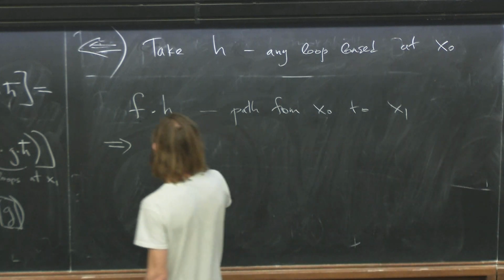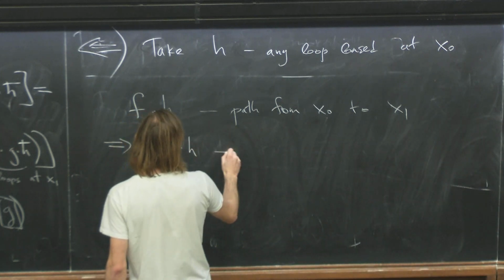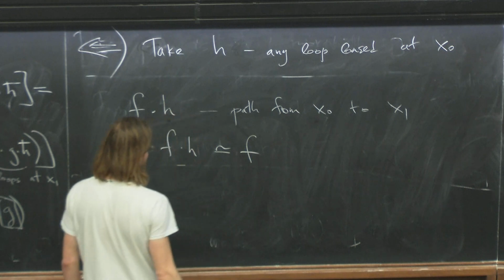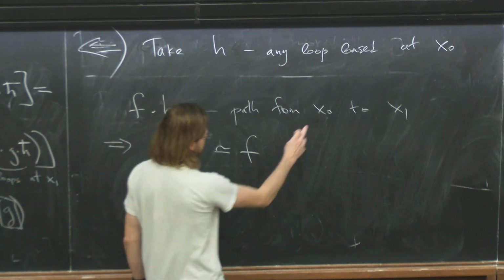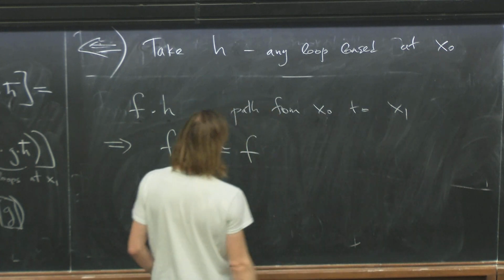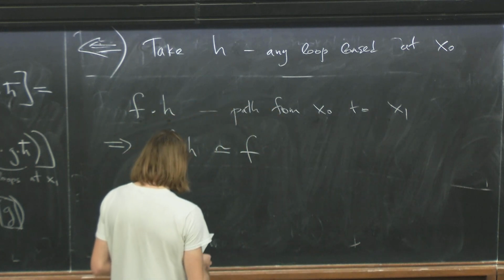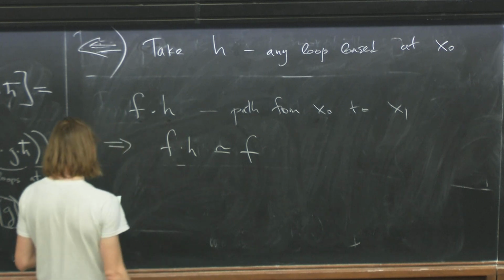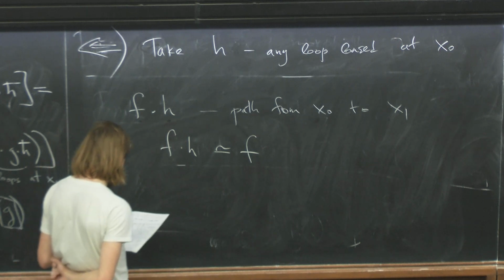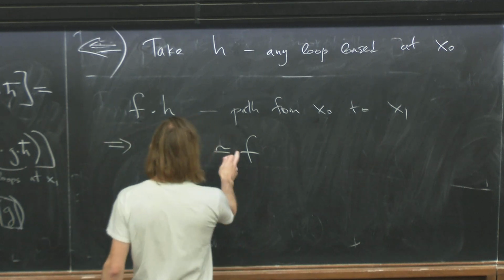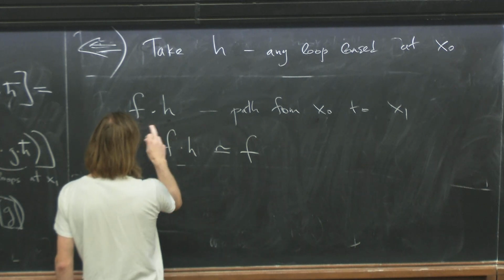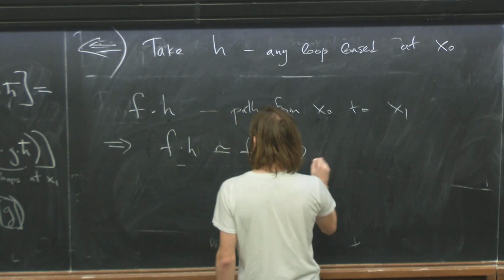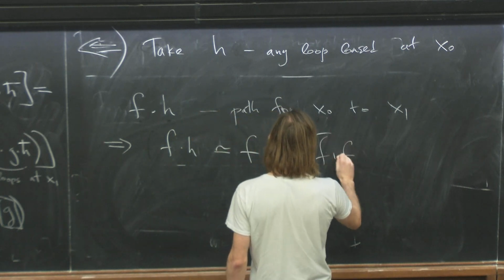So in particular, we know that this composition should be homotopic to F itself, because F was also a path from X0 to X1. So again, we start with this, and what we can do is multiply both sides with F bar. So we get the following.